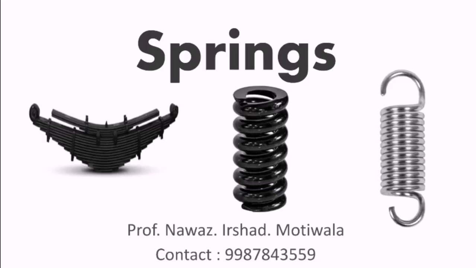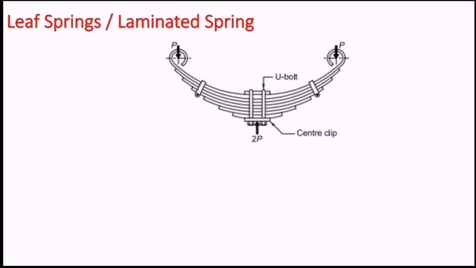Welcome students. In today's class we will learn about another type of spring, that is a leaf spring. It is also known as a laminated spring. A leaf spring consists of a series of plates usually of semi-elliptical shape as shown in the figure. The flat plates are called the leaves of the spring.